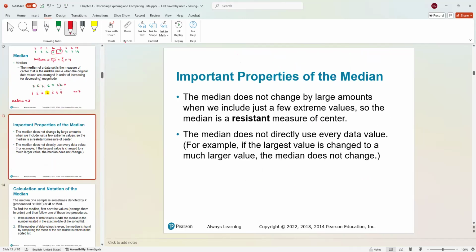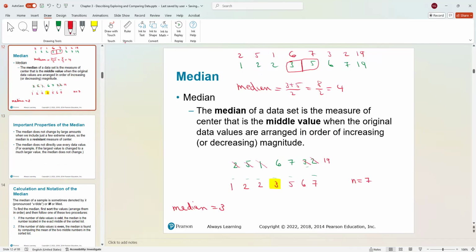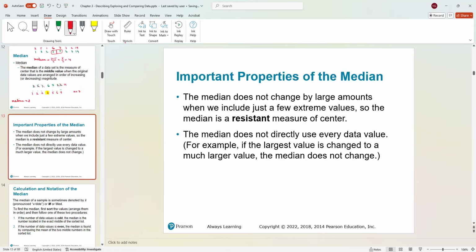The median does not change by large amounts when we include just a few extreme values. So the median is a resistant measure of center, and the median does not directly use every data value. It doesn't matter if you have a big number like 19; it doesn't affect it. We only pay attention to the data that falls exactly in the middle. It's not like the mean, which takes into account all the data in the data set. Remember, the mean is very different at that point.